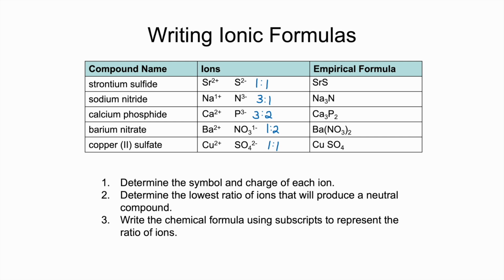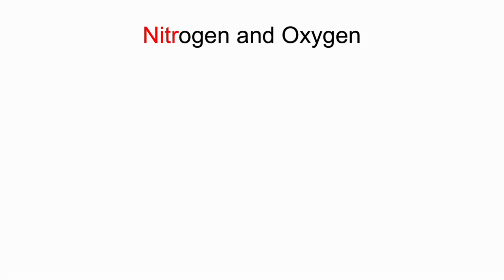The next thing we need to talk about are oxyanions. So oxyanions are polyatomic anions where you have an element bonded to one or more oxygen atoms. And there is a pattern to the way that we name them. So let's look at the example of the oxyanions formed by nitrogen and oxygen. There are 2 of them.